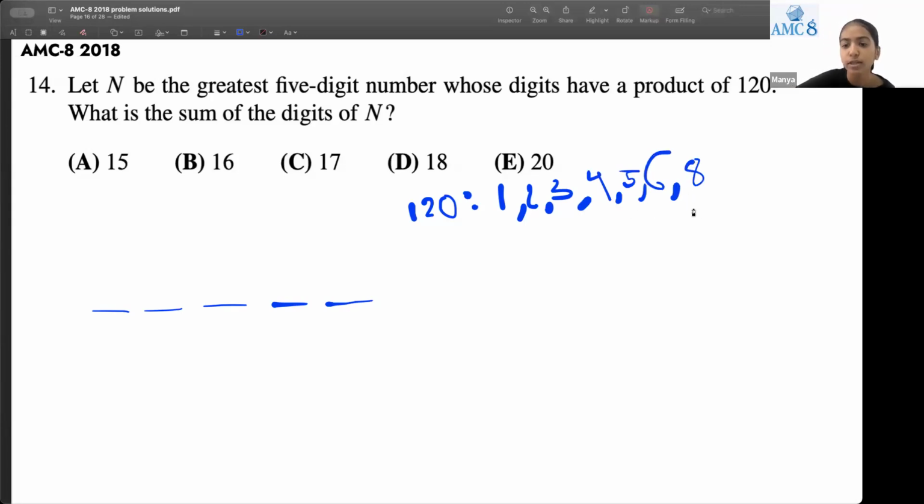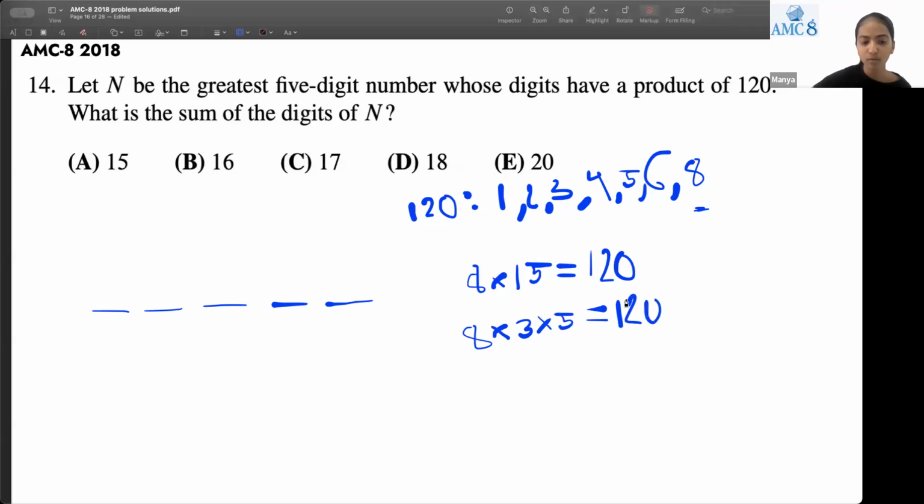Well, what's the greatest number? The greatest number is 8. 8 times what will give us 120? 8 times 15 will give us 120. So what is the prime factorization of 15, or the factors of 15? Well, 8 times 3 times 5 will give us 120.